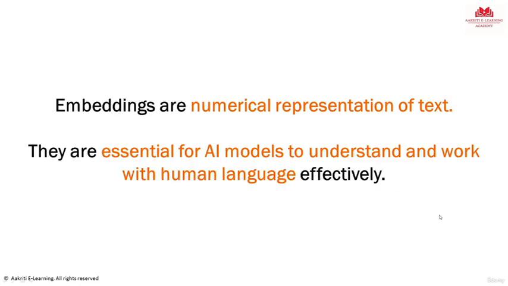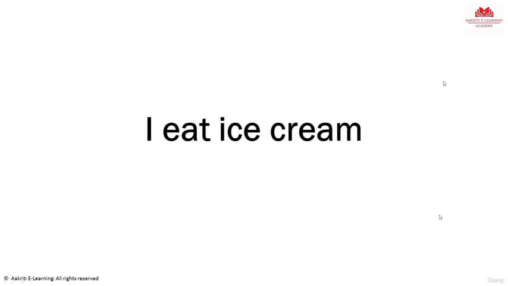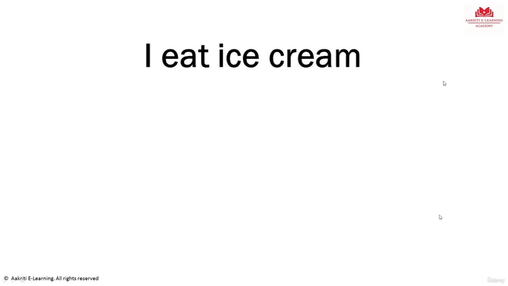So an embedding is a numerical representation of text. And once you put words into numbers, meaning once you generate these embeddings, it becomes very easy for an LLM to understand it and work with it. How? Let's see that in the next slide. So let's suppose that we have a text, I eat ice cream. Now we need to convert this into a number so that the LLM can understand it, it can generate more text around it, or it can answer questions around it. So can we convert it into, say, the number 20? Well, that would not work.